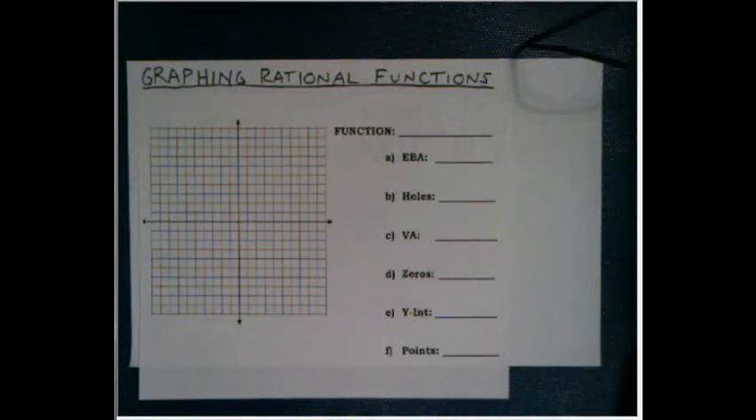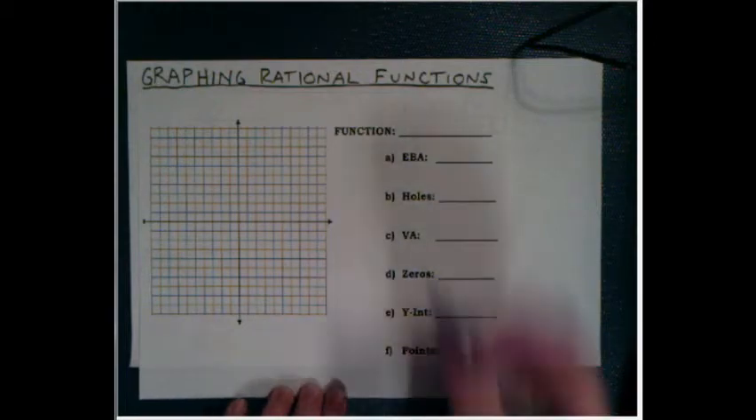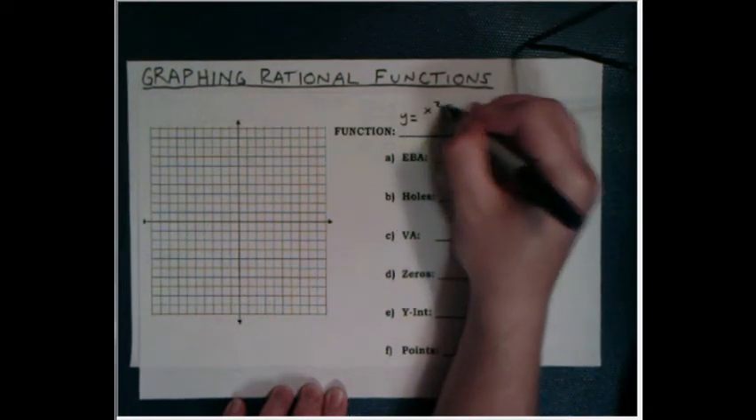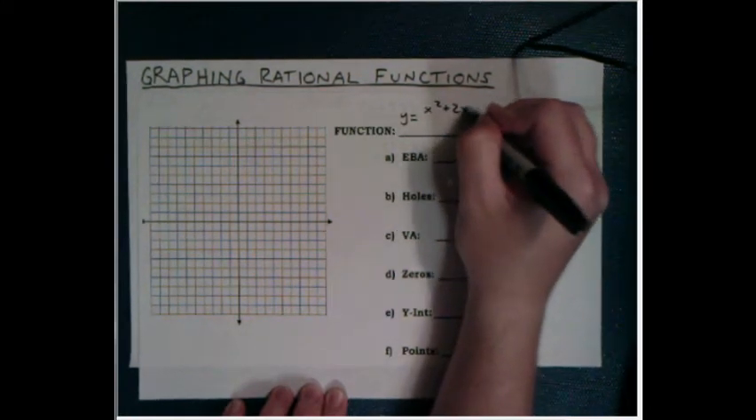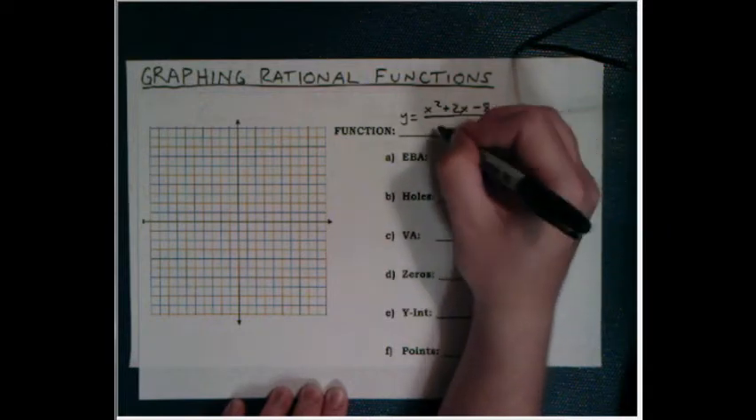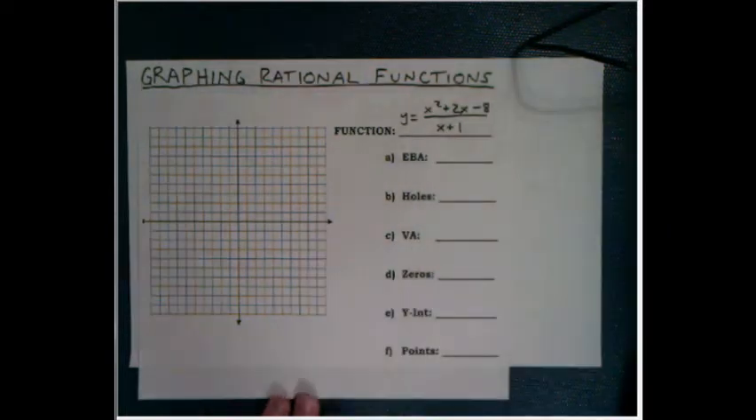Okay, for completeness' sake, I'm going to do a second example, this time one that's a little more involved. It's going to have a special little trick to it, little thing going on. So let me put that one up here. Our second rational function to graph, a little more difficult one, is going to be x squared plus 2x minus 8, all divided by x plus 1.